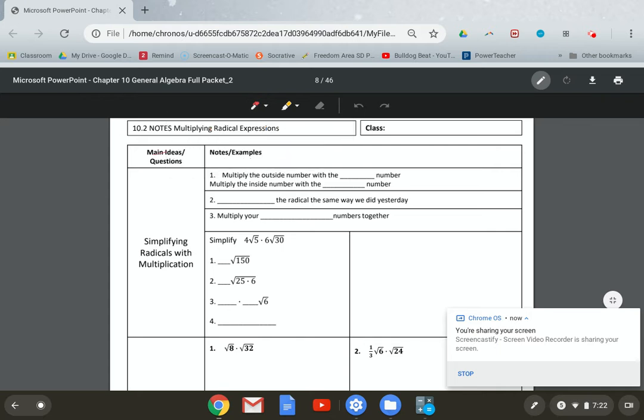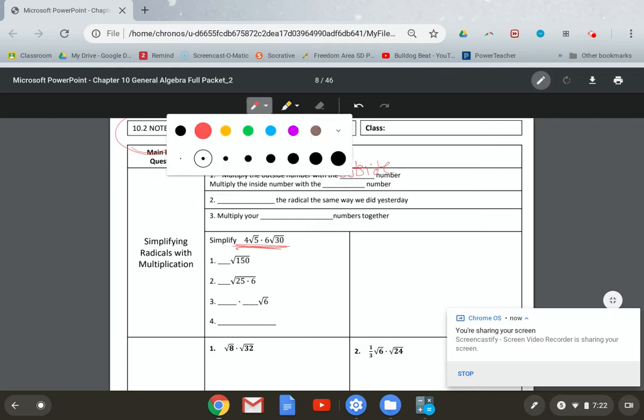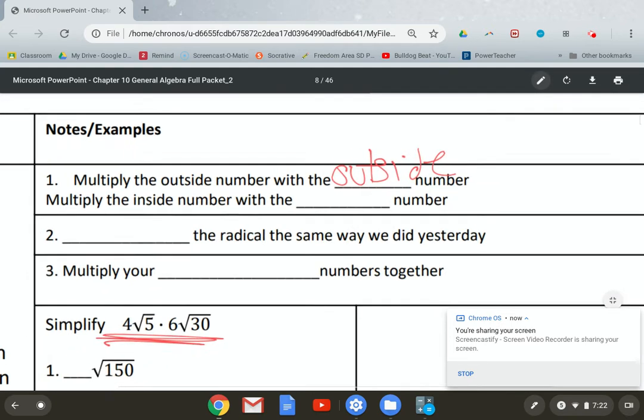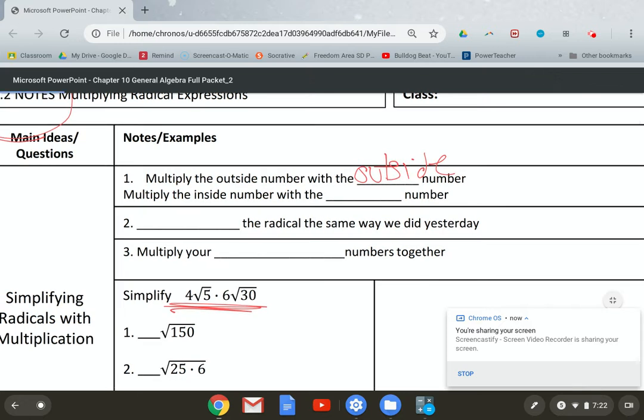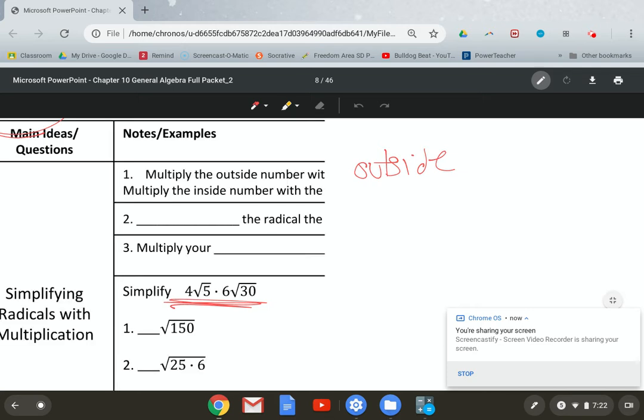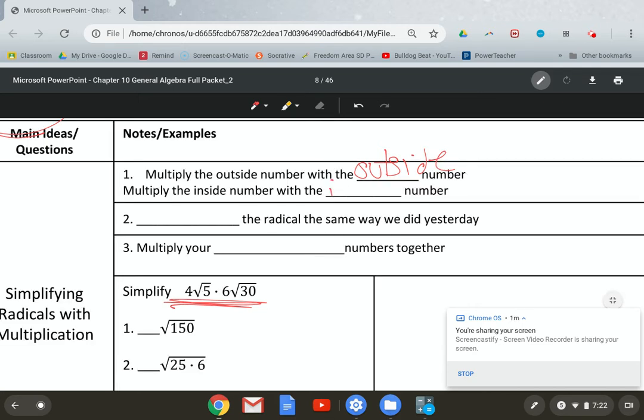All right, so we are in 10-2. Multiplying radical expressions. Now, what we're going to do is pretty much exactly what we've been doing, except you're going to have two radicals. And you notice down here, there's an example. Step 1, multiply the outside number with the other outside number. Okay, so outside number with outside number. Let's zoom in so we can see a little bit better here. All right, and then you're going to multiply the inside number with, you guessed it, the inside number. So outside with outside and inside with inside.